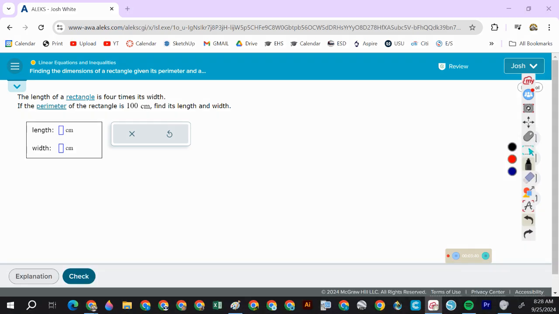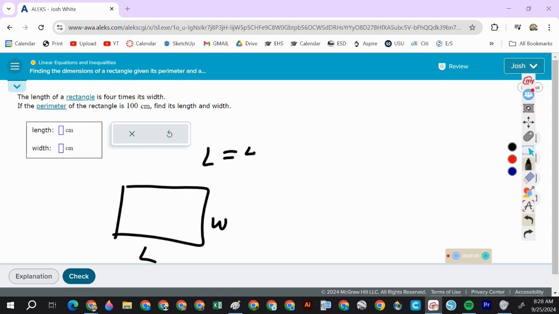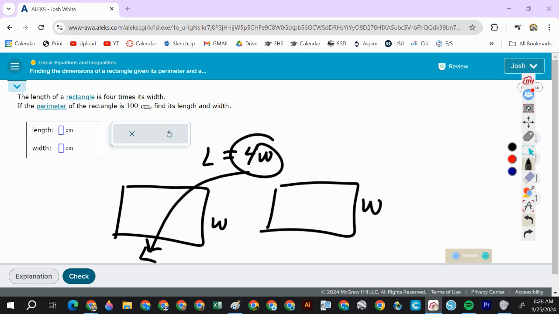The length of a rectangle is 4 times its width. So if I draw length and width, we know that the length is equal to 4W. So I'm just going to replace L with 4W. So now the rectangle is listed as W and 4W. Multiply those together, 4W squared, and that is equal to the area. Oh no, sorry. That's not what I wanted to do. I didn't read the problem.